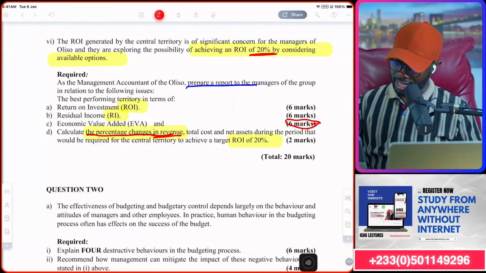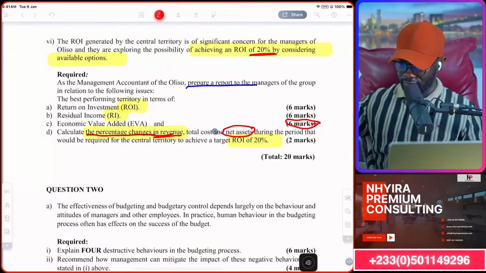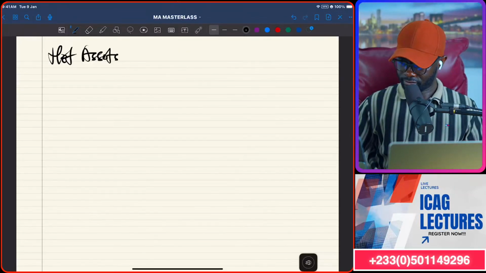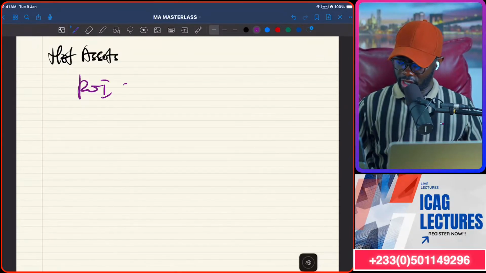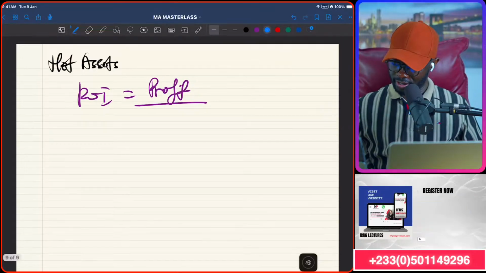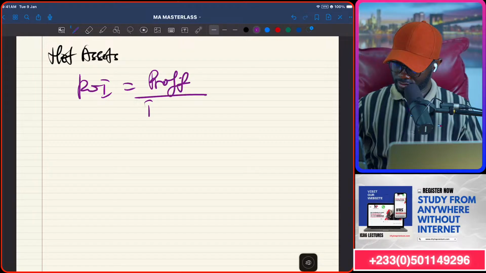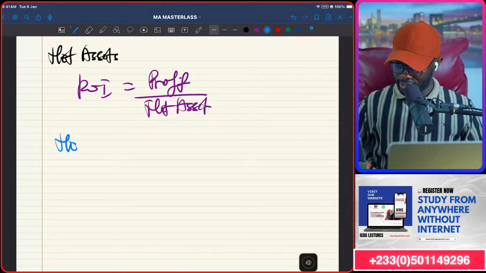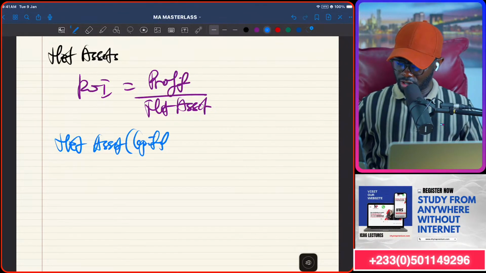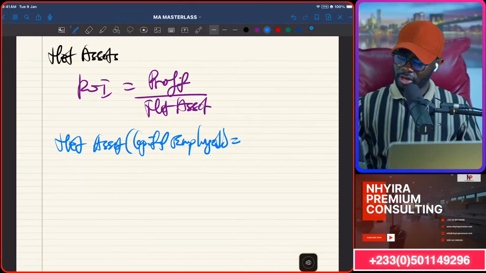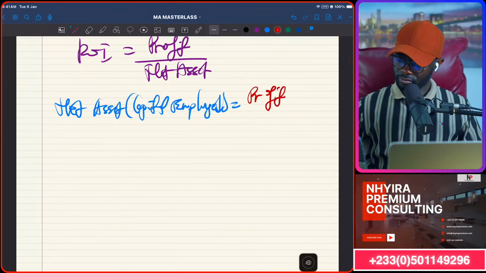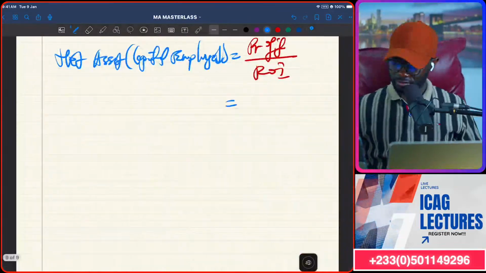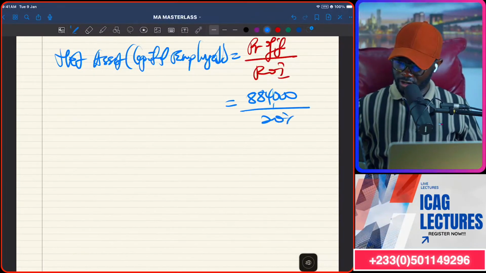Then the last thing is the net assets. What should the net asset be to achieve that ROI? So, net asset. Remember again that your ROI equals profit divided by your net asset, which is the same as capital employed, right? So if I'm looking for the net asset, or if you want capital employed, you do change of subject, so it becomes the profit divided by the ROI. So our target profit is 884,000 divided by the ROI of 20%.